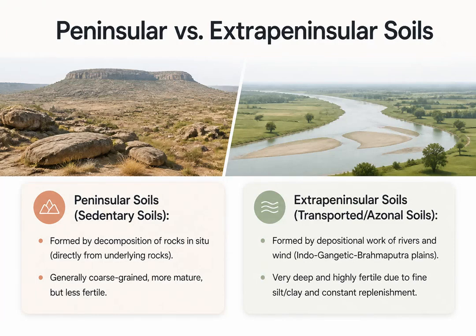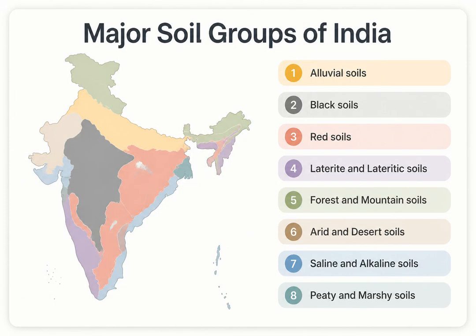In India, we can broadly divide soils into two geographical categories, peninsular and extrapeninsular. Peninsular soils are sedentary, meaning they are formed in situ, or directly from the decomposition of the underlying rocks. Because of this, they are generally coarse-grained, more mature, but less fertile. In contrast, extrapeninsular soils, like those in the Indo-Gangetic Brahmaputra plains, are transported or azonal soils. They are formed by the depositional work of rivers and wind, making them very deep and highly fertile due to constant replenishment.